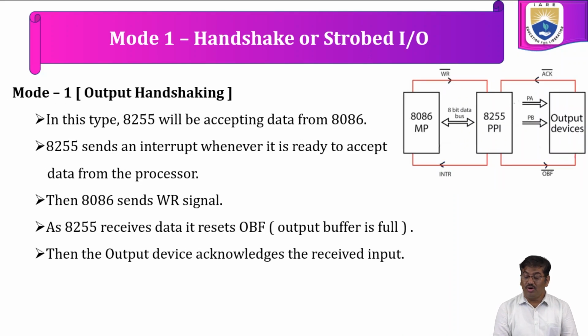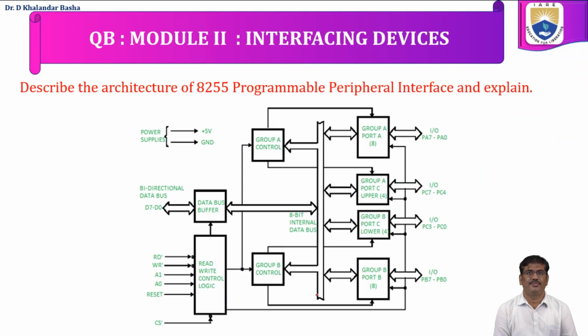Next, in the output mode, the control signals are output buffer full, acknowledgement and interrupt. Whenever the processor wants to send data to the IO device, first the data is latched into the output buffer. Once the output buffer is full, an acknowledgement is given. Once the acknowledgement is received, an interrupt is generated to the 8086 processor.